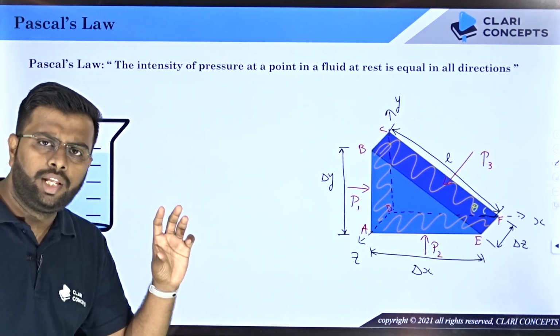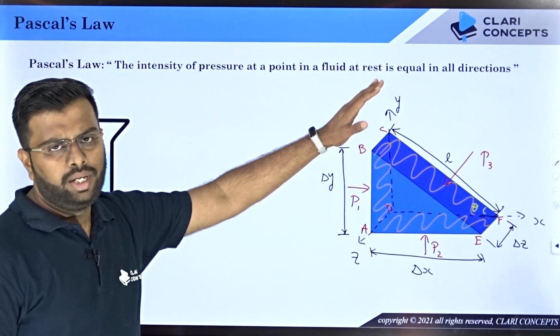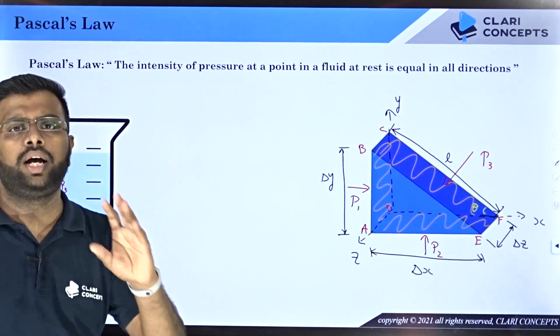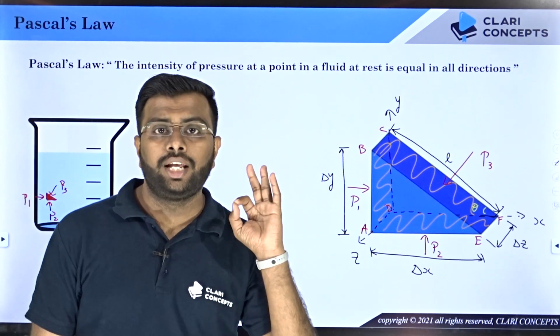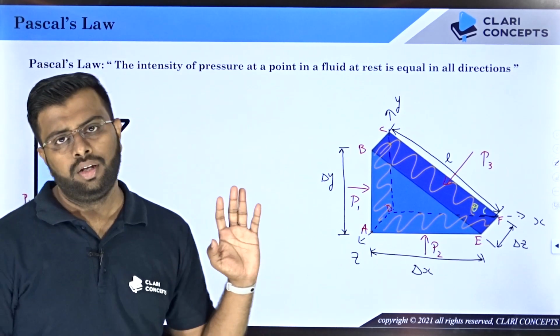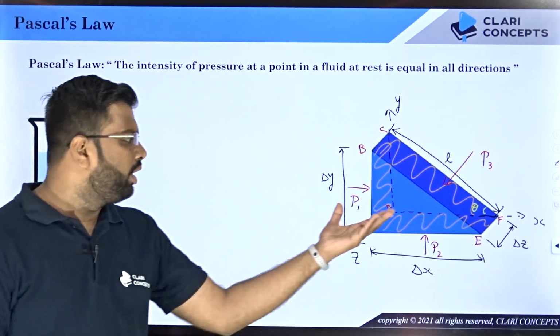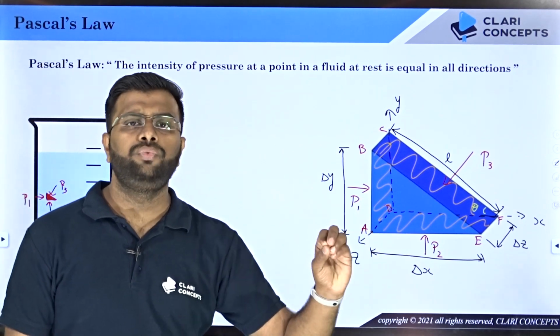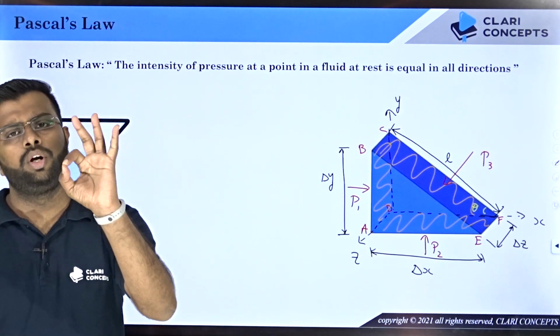When some element is in equilibrium condition, that means you take the summation of forces along any direction, let's say x, y or z, and the net answer should be 0. If the net force is not 0, then there must be some acceleration of the fluid element. That means there should be some movement. But here the fluid is at rest. That means it is in equilibrium, and the net force in x direction, y direction and z direction should be equal to 0.